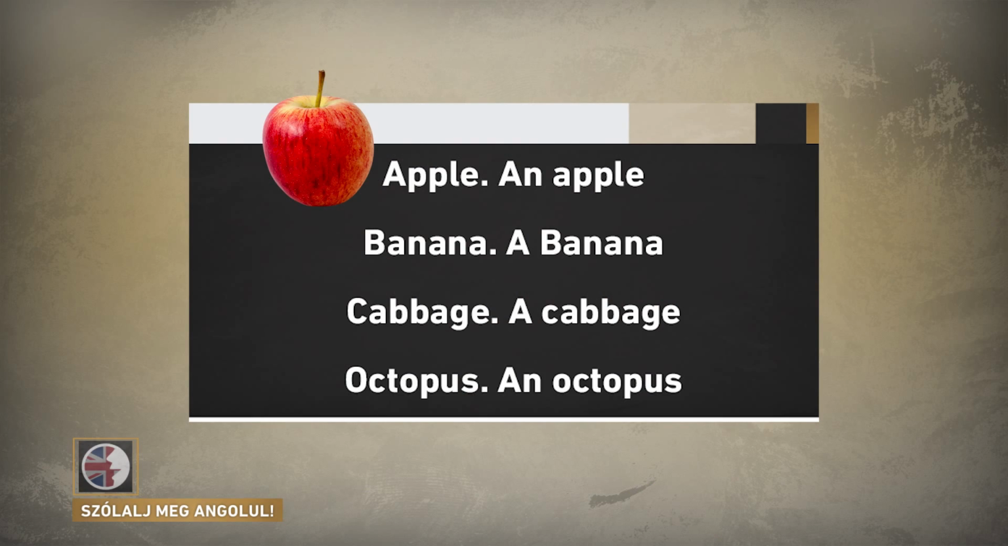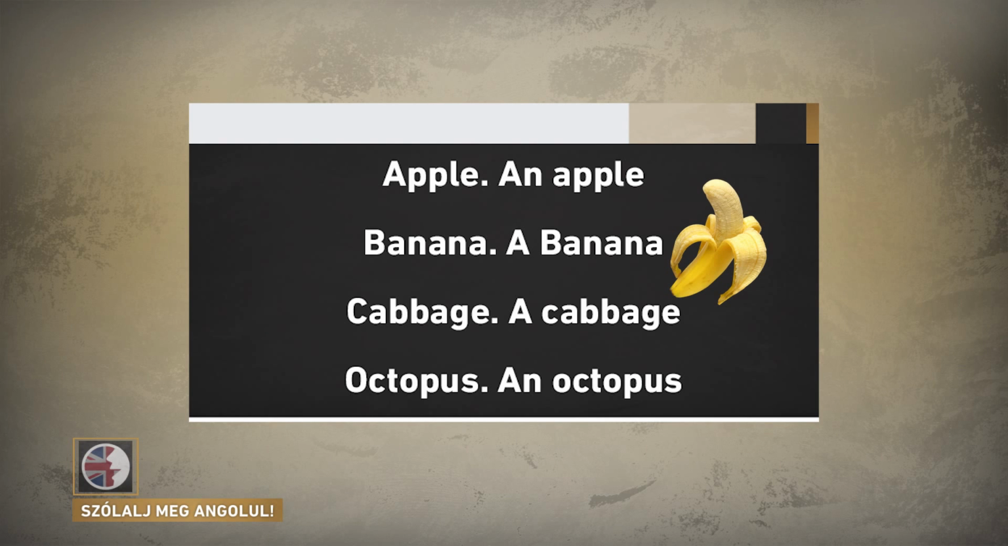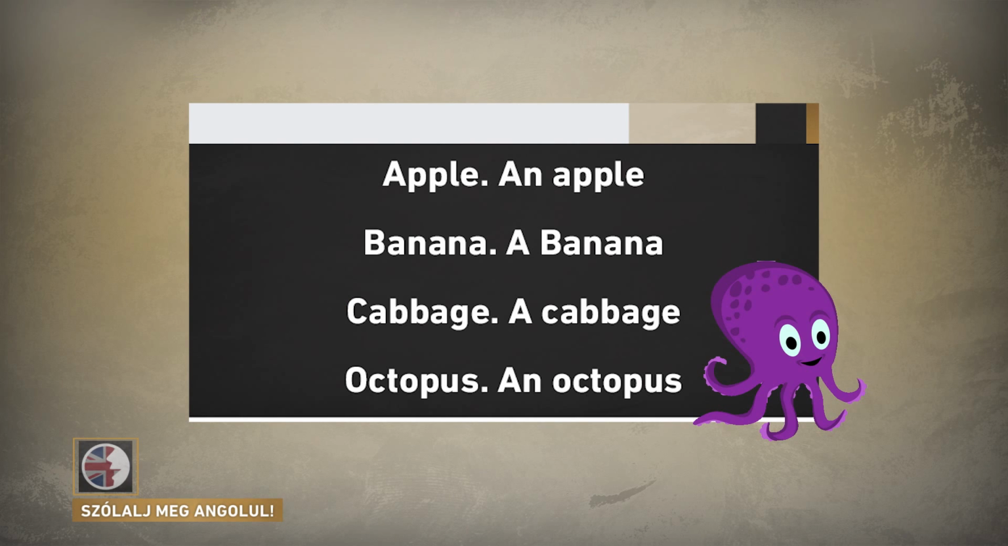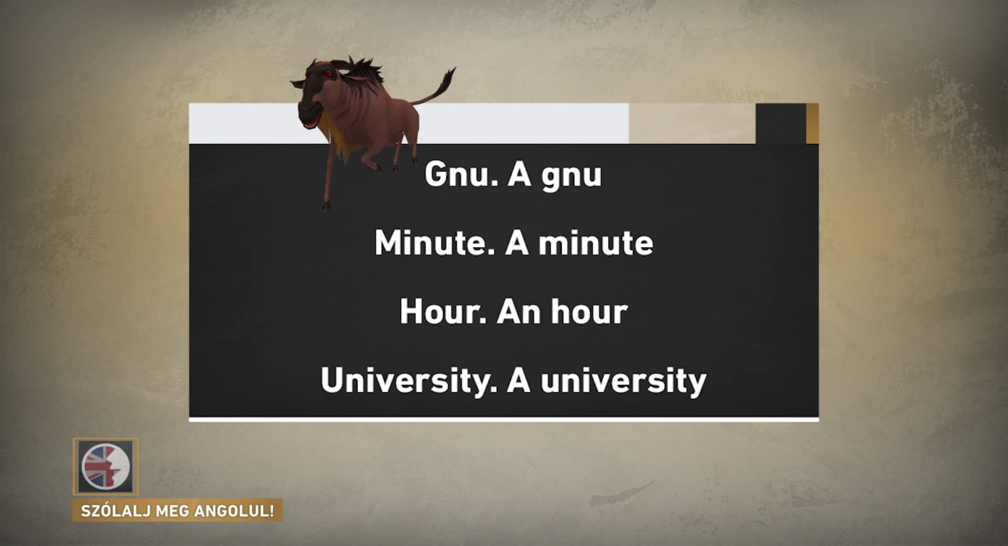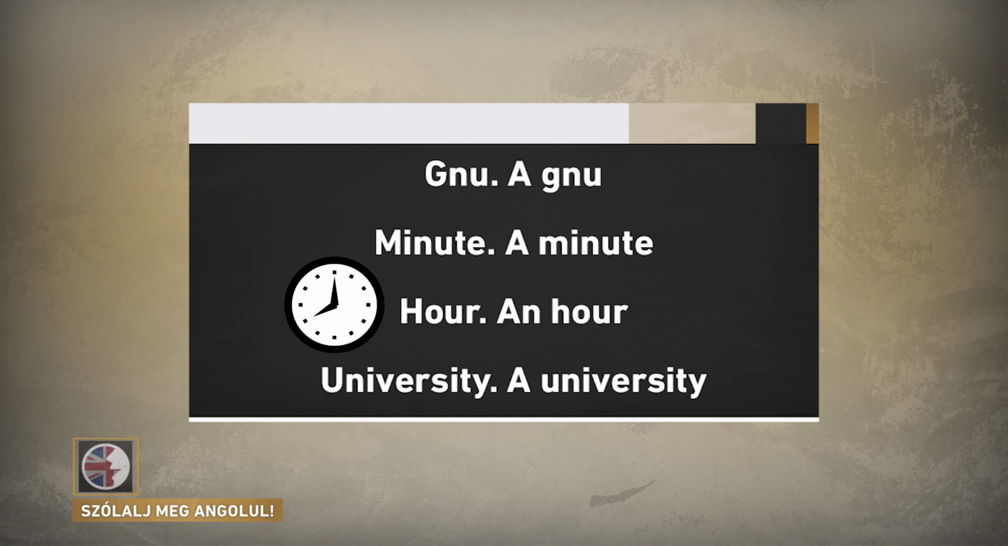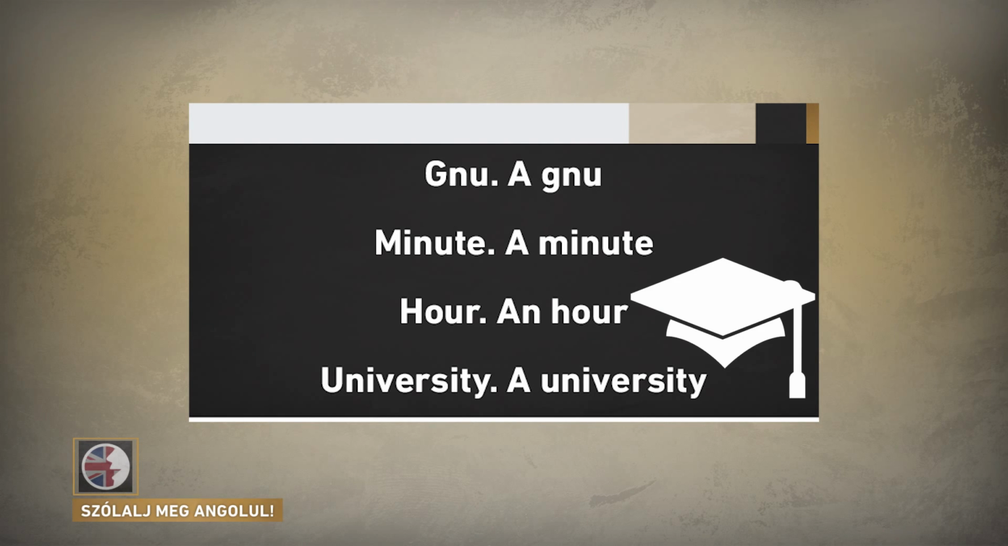Now, which do we use with these words? A or an? Apple, an apple. Banana, a banana. Cabbage, a cabbage. Octopus, an octopus. Gnu, a gnu. Minute, a minute. Hour, an hour. University, a university.